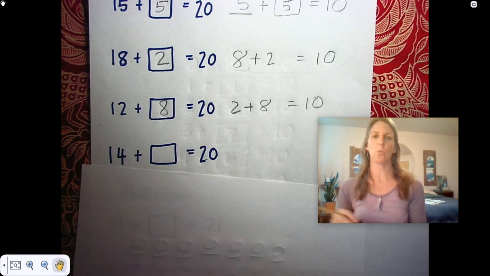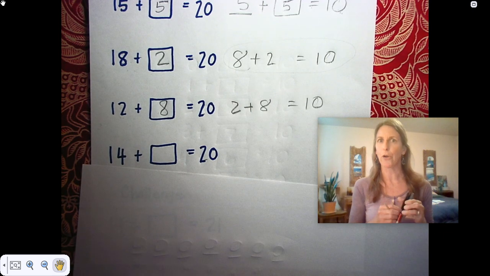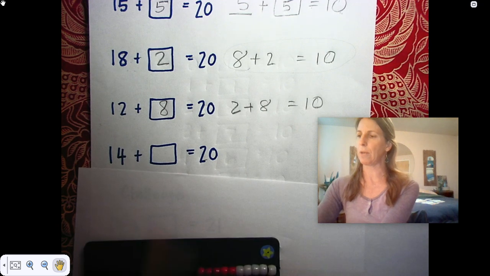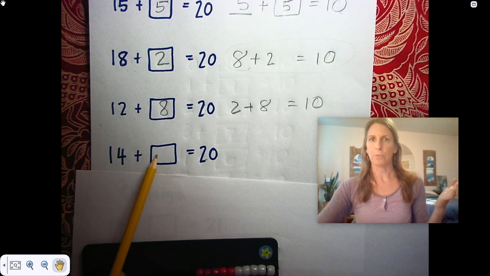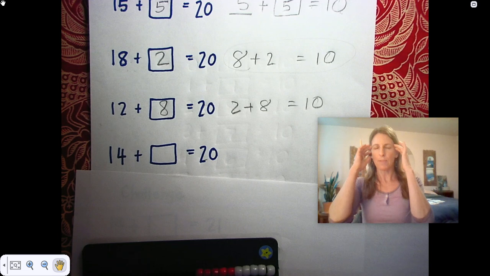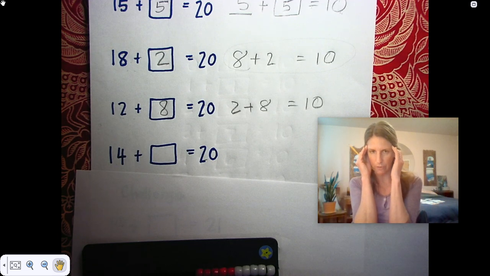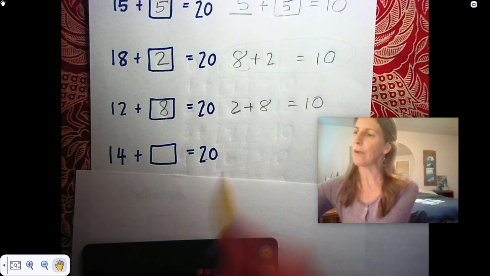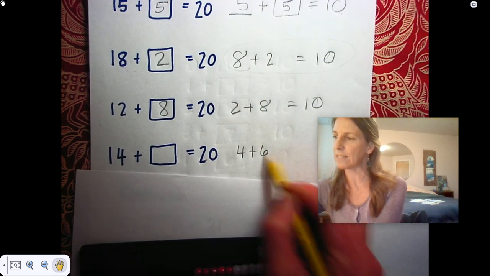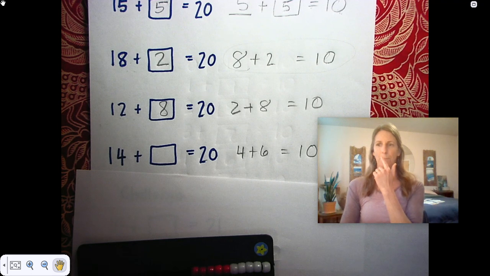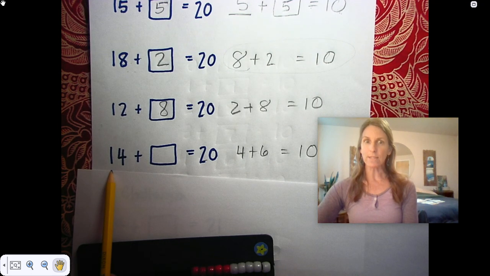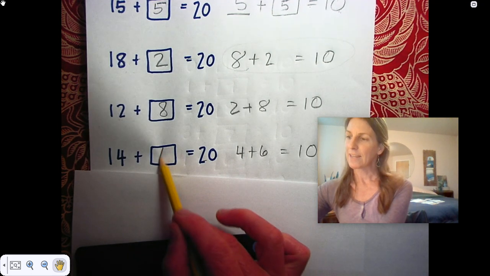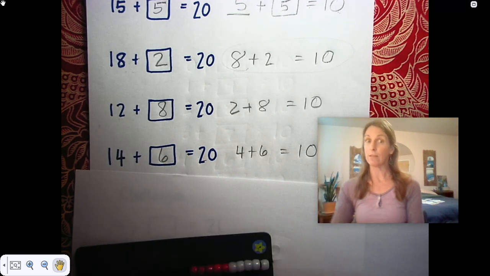14 plus some number equals 20. Write that equation down on your paper. If you know the answer, put it in. 14 plus, I'm thinking of my tens facts to help me. It's a 4. 4 plus what equals 10? Oh, yeah. I remember that 4 plus 6 equals 10. So 14 plus 6 should equal 20.